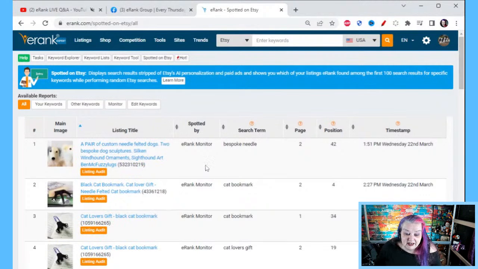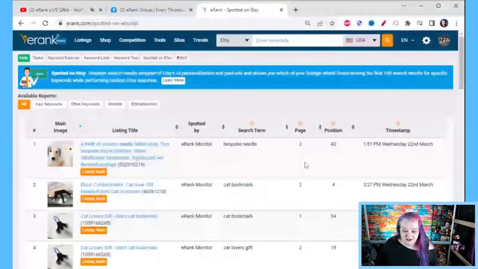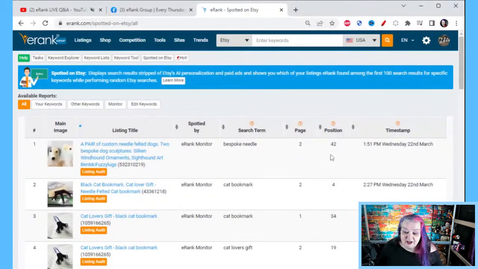So you'll see here, last night, the eRank Monitor, our little system, went and looked in the API for all of my listings with the term bespoke needle. No idea where that came from, but it's probably someone else has put in a keyword. But it searched for bespoke needle, and it found this listing of mine on the second page of the Etsy API rankings. It found it on the second page at position 42.